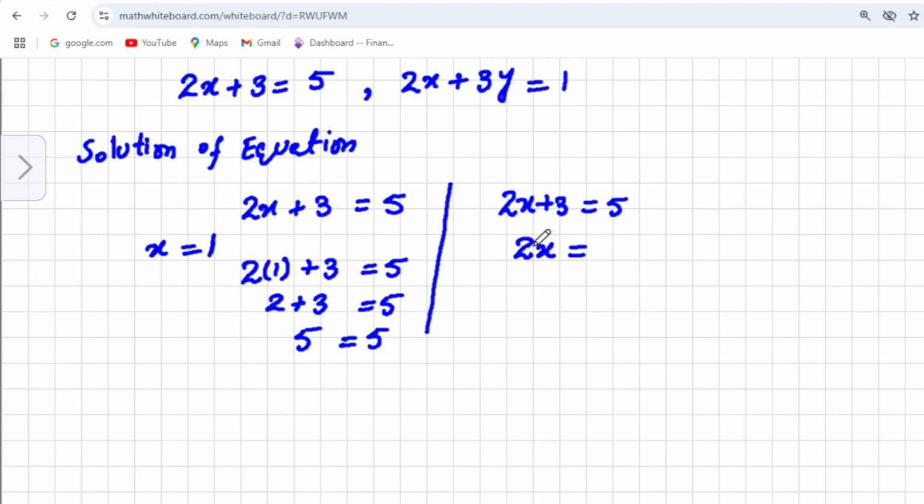To find this x, we bring this plus 3 to the right-hand side, so it becomes 5 minus 3. So 2x equal to 5 minus 3, which is 2. Because 2 is multiplied by x here, if we take it to the other side, it will be divided. If something is added here, it will be subtracted from the other side. So x is equal to 2 divided by 2, these two cancel each other, so x equal to 1 is the solution of this equation.